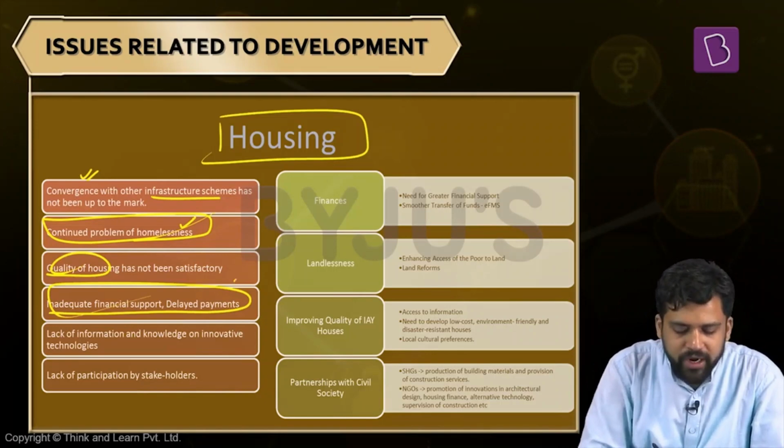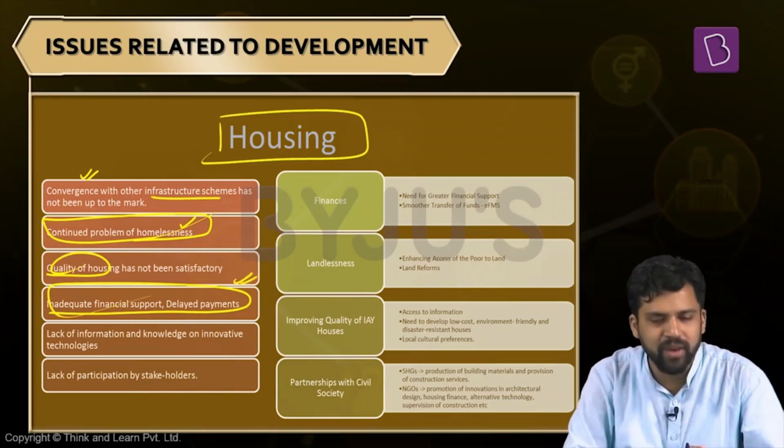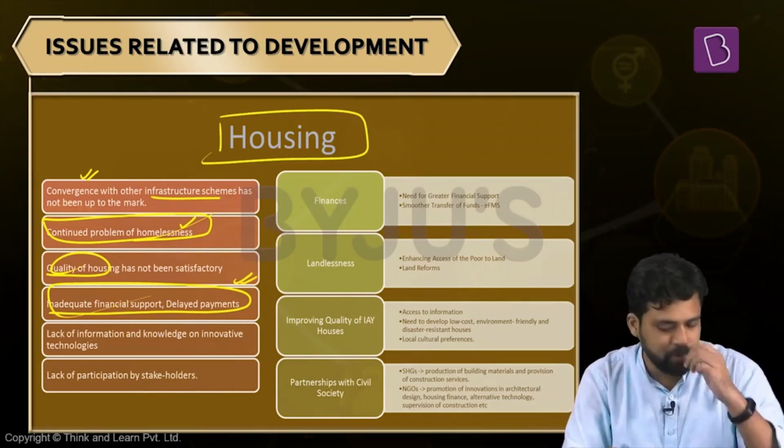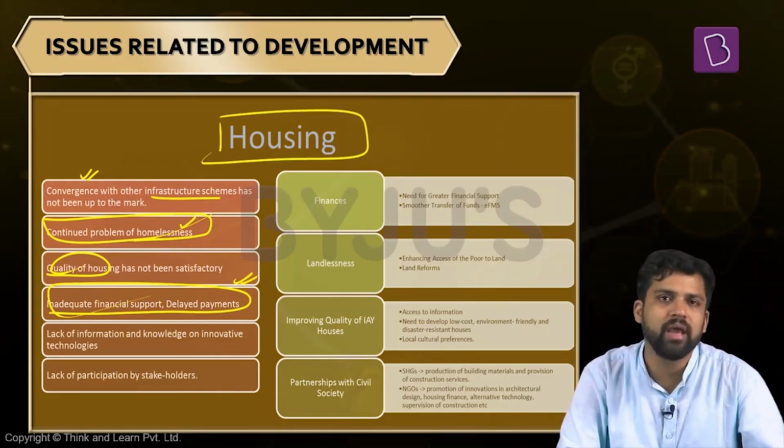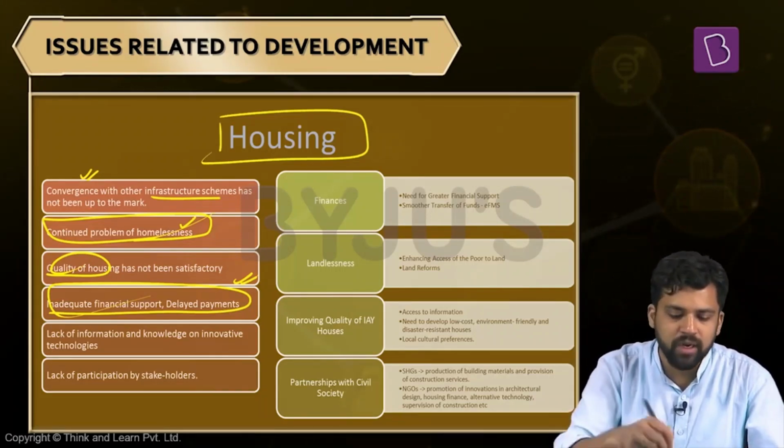Apart from that, when it comes to providing financial support to construct houses, that has also been inadequate. Different schemes like Awas Yojana also talk about providing finances, but the amount of money that is given is not very high. Another challenge is you give money for construction of a house, but sometimes people might not even have the basic land on which they can construct the house. So landlessness can also be a hindrance to availing housing.